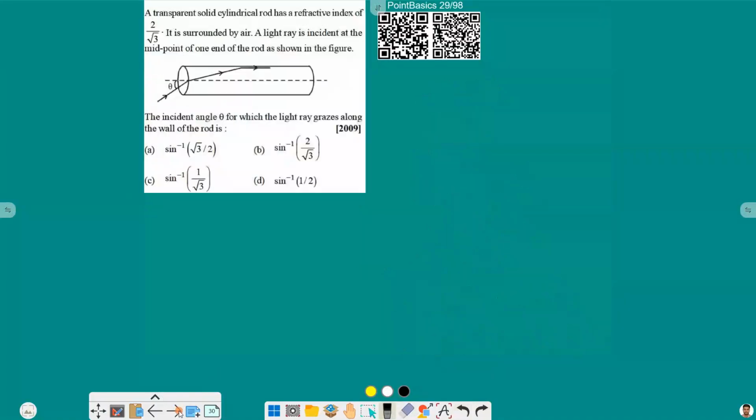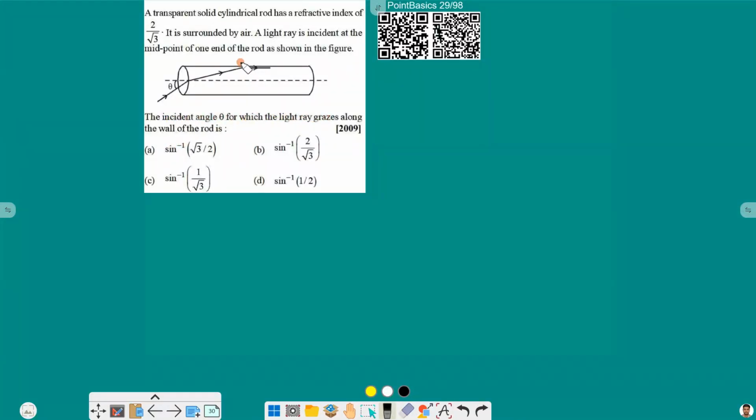Let us move ahead. A transparent solid cylinder rod has a refractive index of 2 by root 3. It is surrounded by air. A light ray is incident at the midpoint of one end of the rod as shown in the figure. We need the incident angle for which the light ray grazes along the wall of the rod.